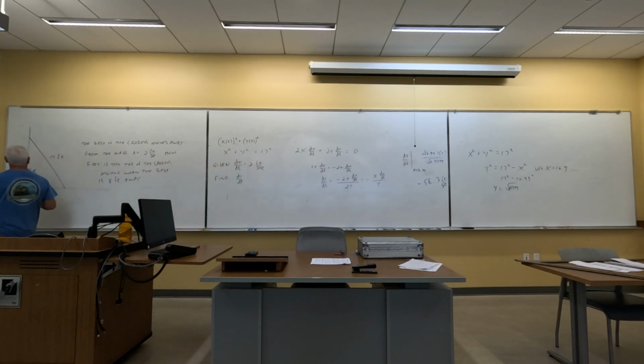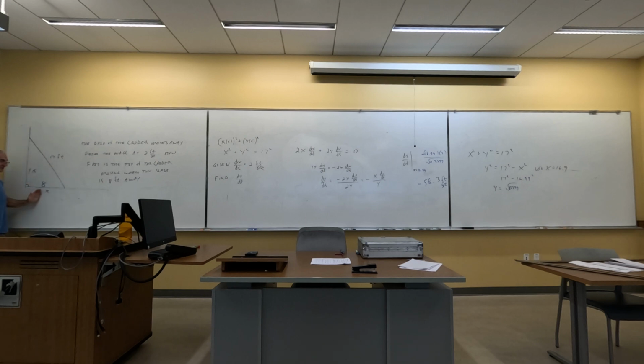Think about it this way. This is 17 when this is 0. Right now it's 8 and 15. Those don't add up to 17, do they? This length and this length are never going to add up to the hypotenuse. That's not how it works.